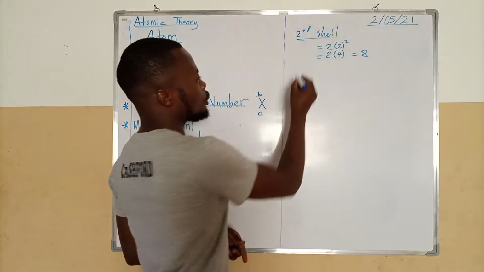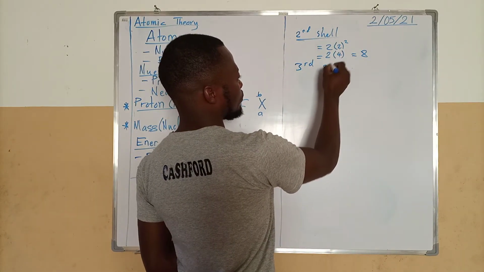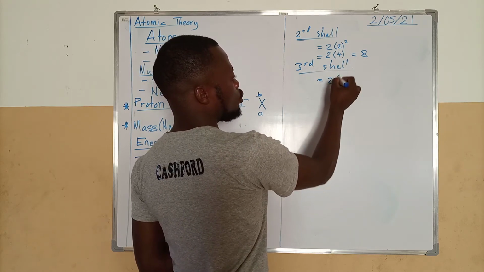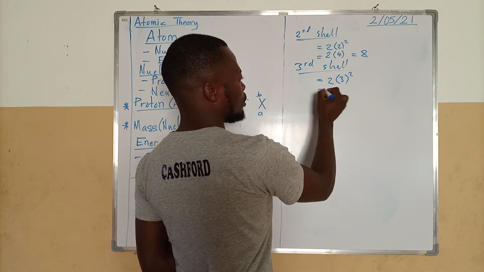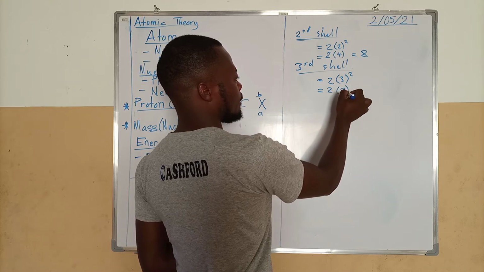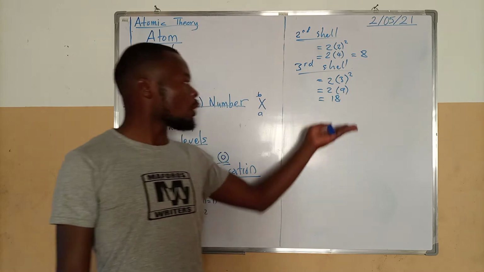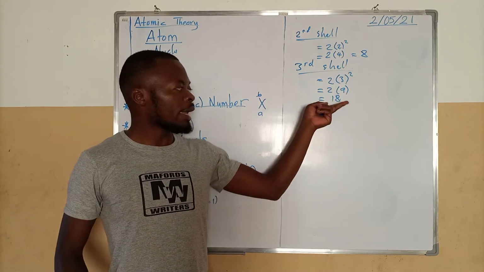Then the third shell will have 2, 3 to the power 2, which is giving us 9. 9 times 2 is 18. So the third shell will have a maximum of 18.